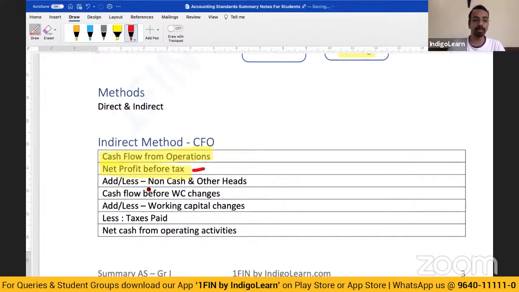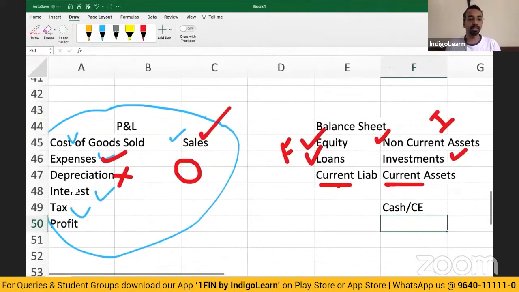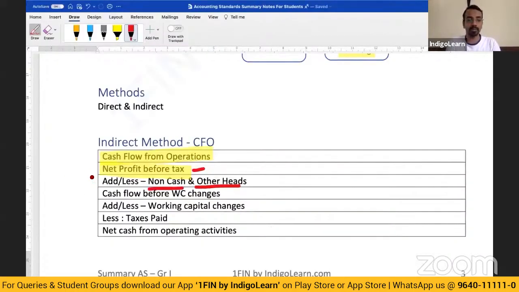Okay. Then if there is anything which is non-cash or which belongs to another head. So when you prepare this P&L, this interest belongs to some other head. Depreciation is a non-cash item. So if there is any item of expense which is included, which should not have been included, you will add back.